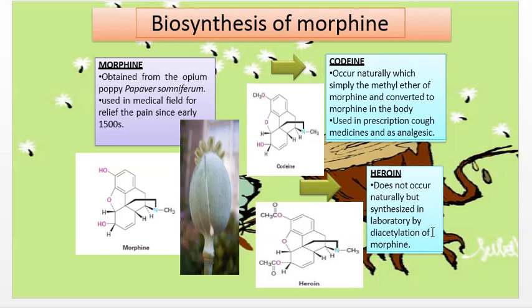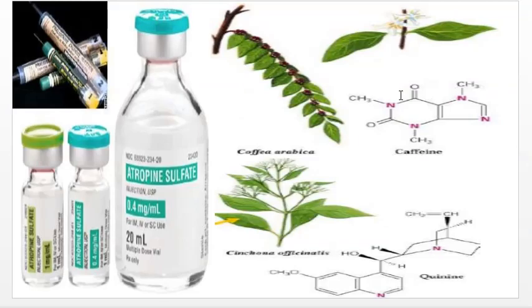You know that morphine and heroin are related to the narcotic compounds. And this is atropine sulfate. This atropine sulfate we can use as an injection, and for the eyes we can use atropine sulfate. This is Coffea arabica, caffeine, the structure of caffeine.